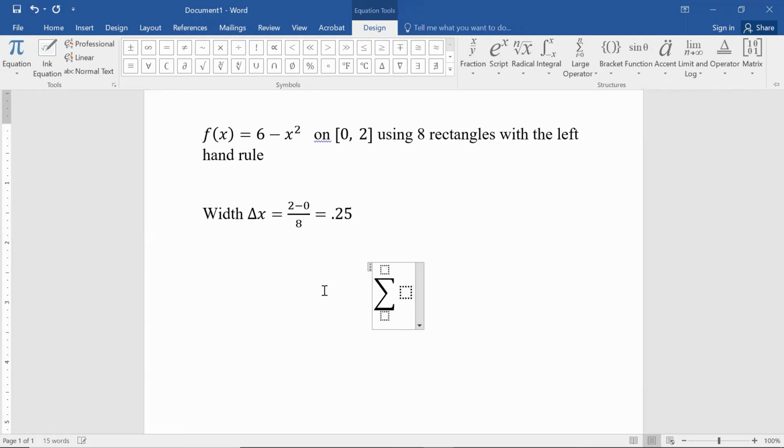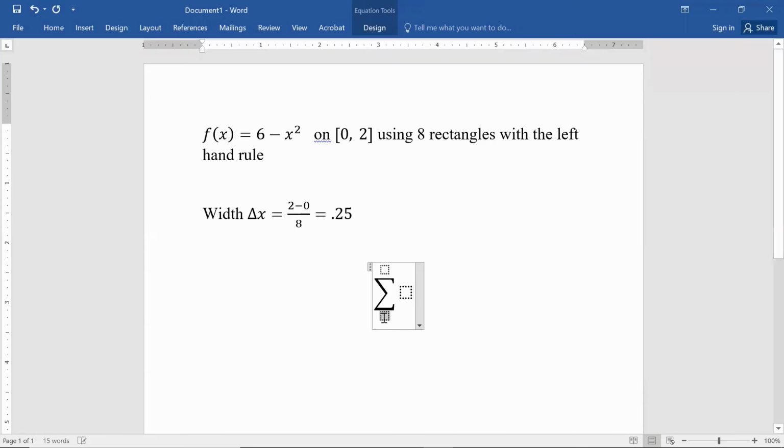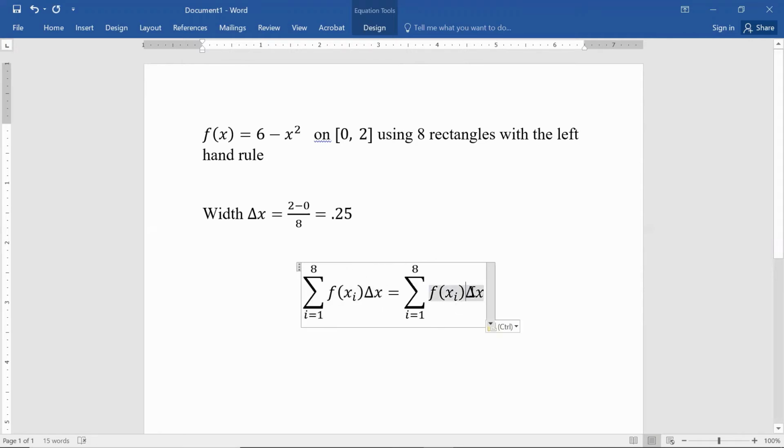I would start i equals 1 to 8 of f of x sub i multiplied times delta x. You can rewrite these because now we know the delta x is actually 0.25, utilizing the left-hand rule.